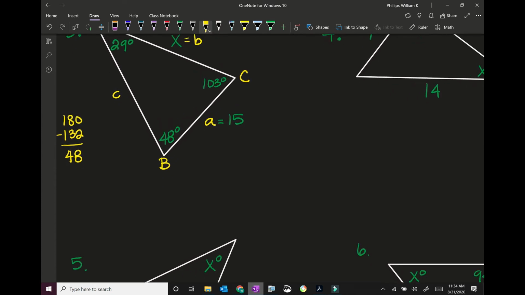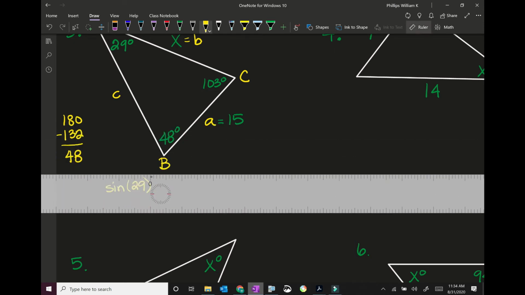So I have sine of A, so that'll be sine of 29, divided by leg A.